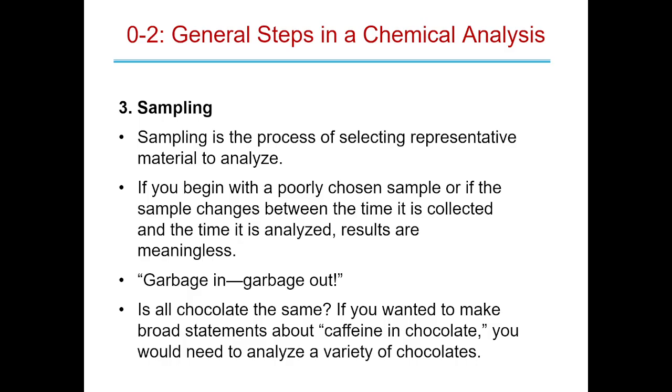If you begin with a poorly chosen sample, or if the sample changes between the time it's collected and the time it's analyzed, your results are going to be meaningless. This happens all the time. I know of blood samples they took, and they had it shipped across the country and then shipped back the other way, and by the time it gets to them, it's dried blood, and they weren't able to resolvate it properly, okay? Dried blood can be very difficult to work with because it separates, right?